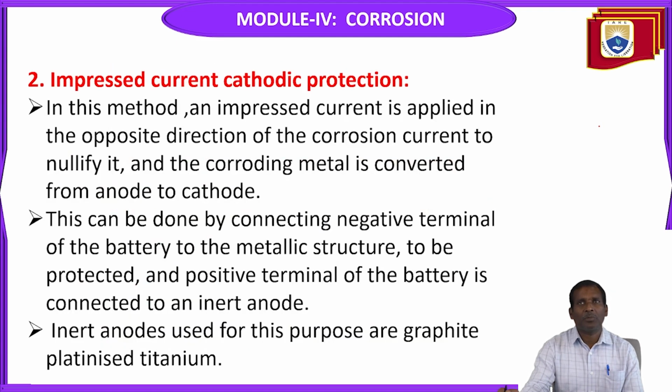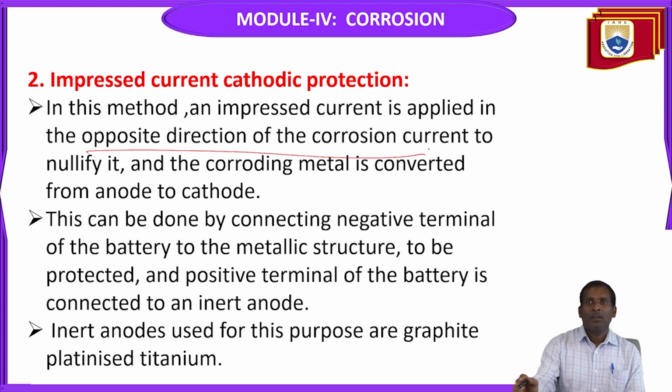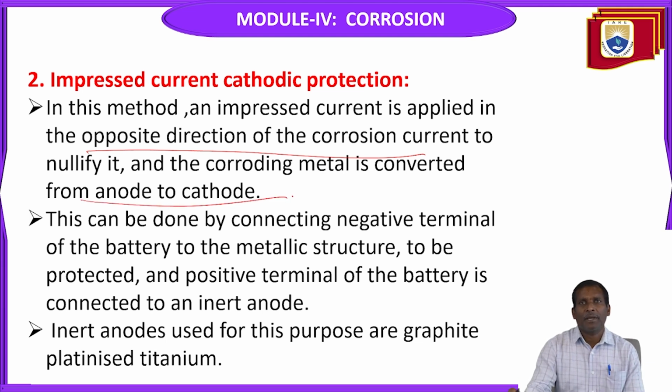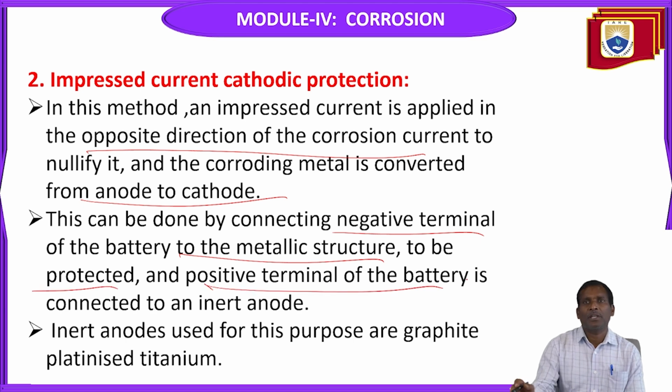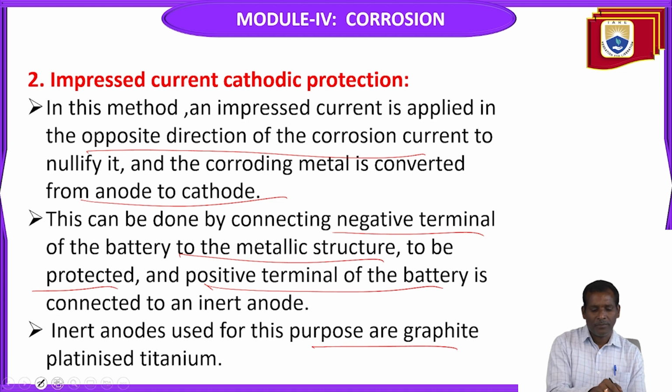Now, impressed current cathodic protection. In this method, an impressed current is applied in the opposite direction of the corrosion current to nullify it, and the corroding metal is converted from anode to cathode. This can be done by connecting the negative terminal of the battery to the metallic structure to be protected, and the positive terminal of the battery to an inert anode. The inert anodes used for this purpose are graphite and platinized titanium.